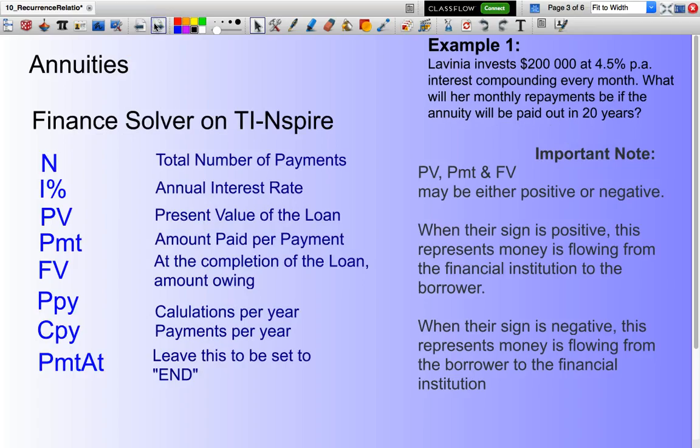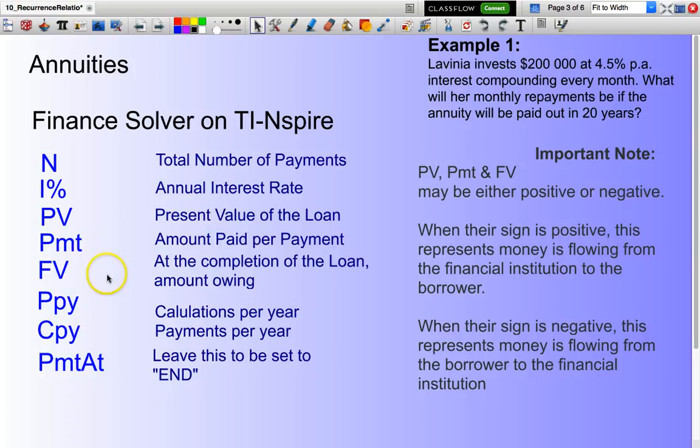Now, this is basically solved on the TI-Nspire calculator, and what we can do here is basically populate the fields that are available to us on our calculator. N being the number of payments, I is the annual interest rate, PV is the present value of the loan, or in this case it would be the present value of our investment. Payment is the amount that we receive coming back to us from the investment.